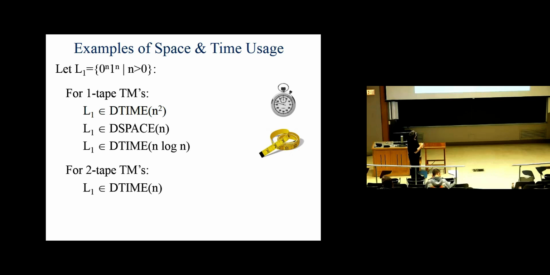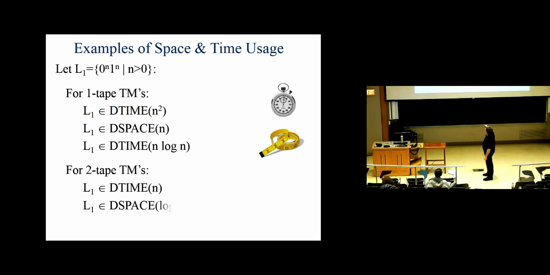And also, you can do it in deterministic time n log n by marking every other one and every other zero, halving the number of zeros and ones at every iteration or every phase or pass, however you want to think about it, and thereby save some time, lowering the time requirement from quadratic to n log n. There's no contradiction here because all of deterministic time n log n is contained in deterministic time n squared. It's a proper subset.